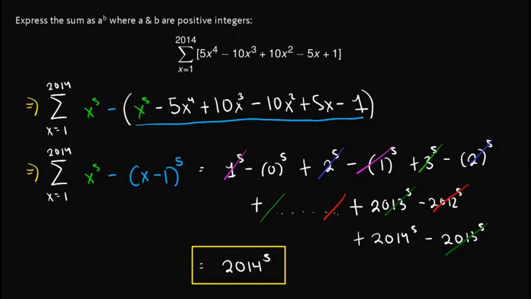Since we have already expressed the summation above in the form a raised to b, where a and b are positive integers, since 2014 and 5 are positive integers, we have already answered this problem. So again, the key in solving this problem is having a good background on binomial expansion as well as combination in solving for the coefficients.